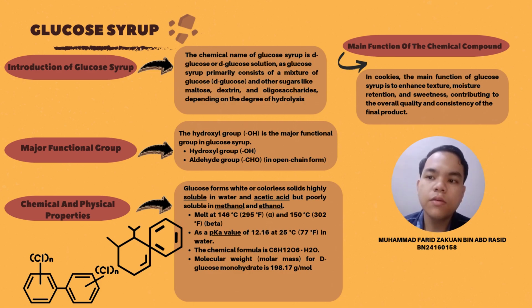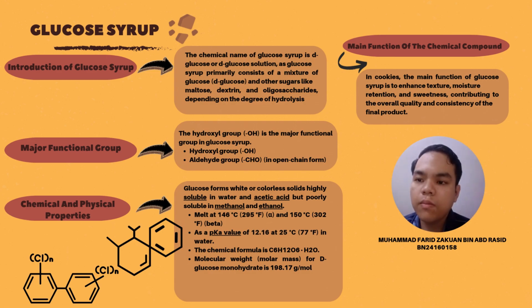The major functional group is the hydroxy group, OH, which is a major functional group in glucose syrup, and the aldehyde group, CHO. Next is chemical and physical properties. Glucose forms white or colorless solids, highly soluble in water and acetic acid, but poorly soluble in methanol and ethanol.